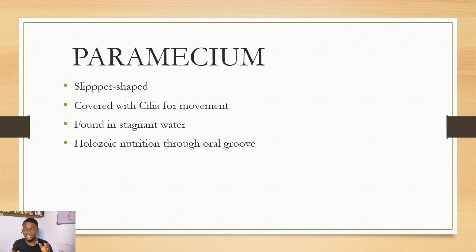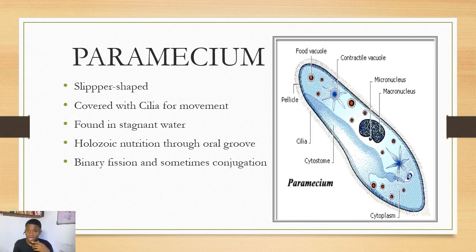Okay, remember we said in amoeba they make use of phagocytosis. Okay, they engulf their food. Then they reproduce by binary fission and sometimes conjugation. All right, you can see the diagram of Paramecium.